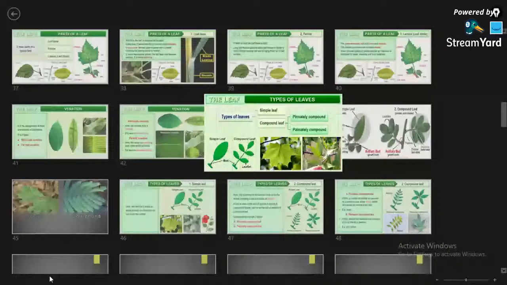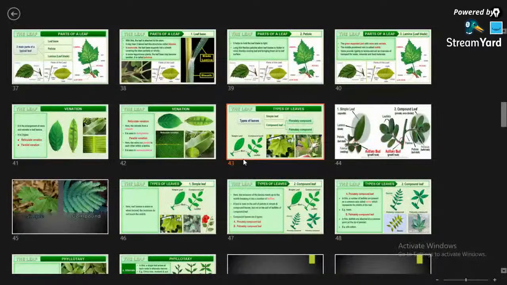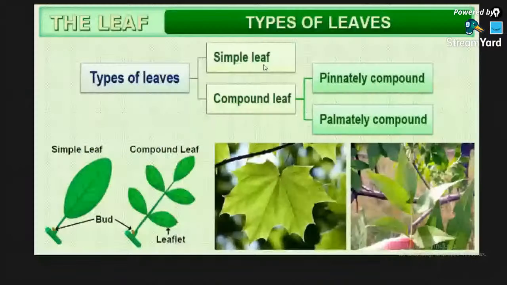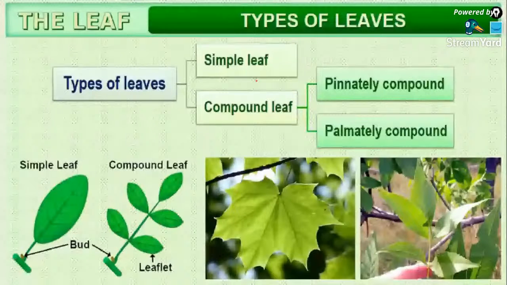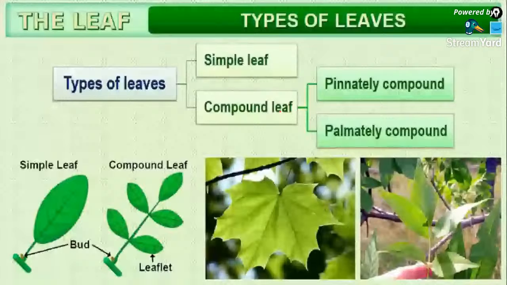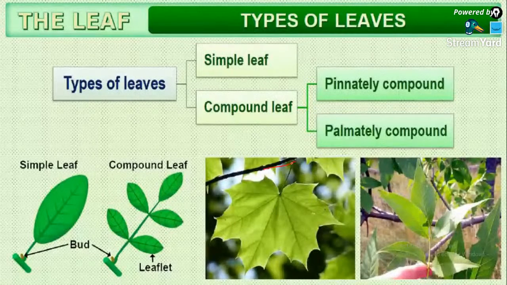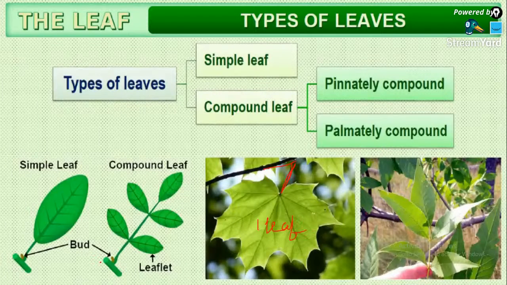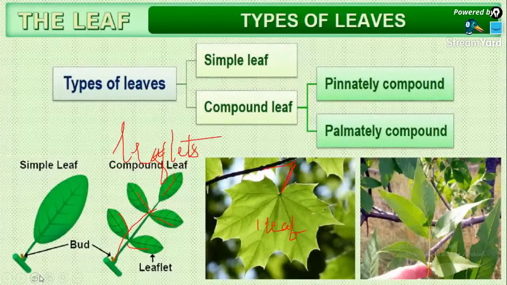So I have certain, guys, simple leaf and compound leaf. Simple leaf means only one leaf is coming out of a petiole. Whereas compound leaf is of two types. Look, this is a stem and one petiole, one leaf. But look, one petiole and leaflets are there. It is not actually a leaf, it is leaflets. I'll just show you an image.